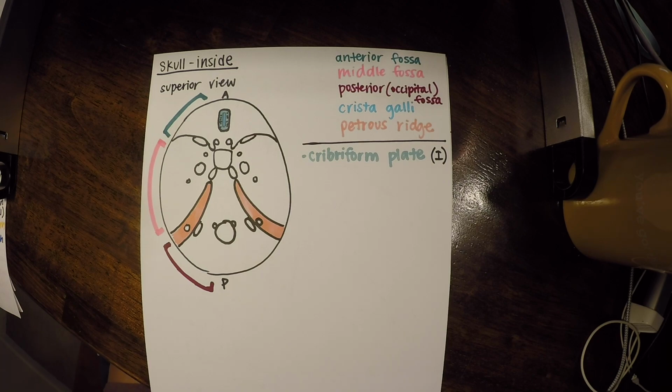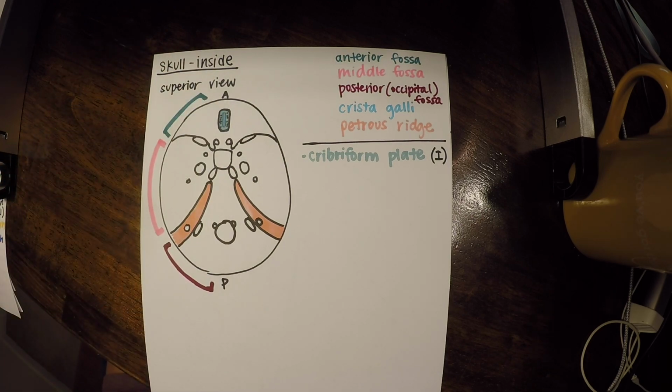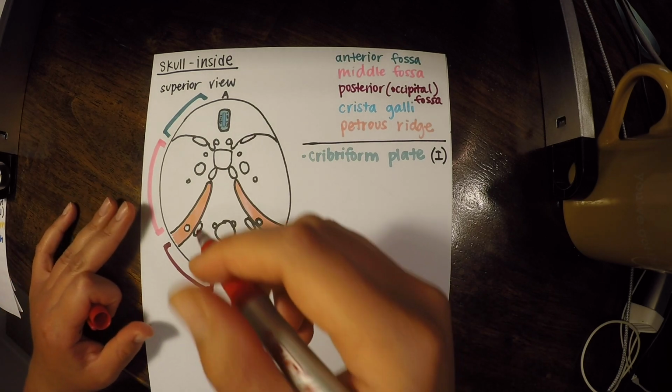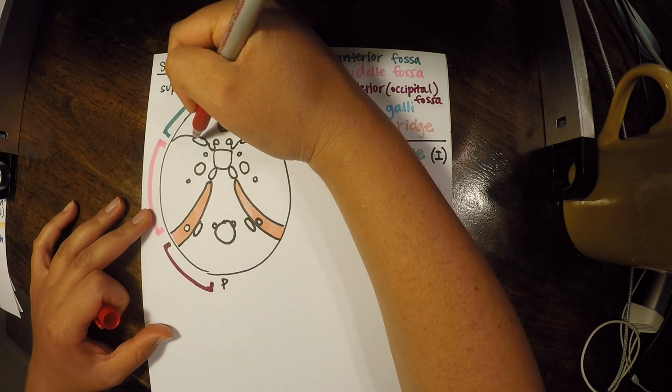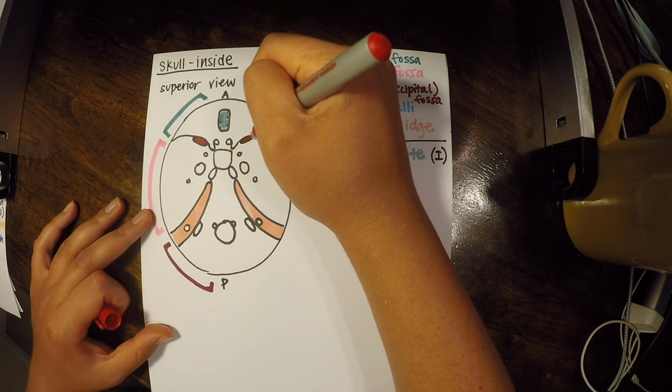Alrighty, so now let's go down our list from here down. Our next one is going to be our superior orbital fissure, right here.